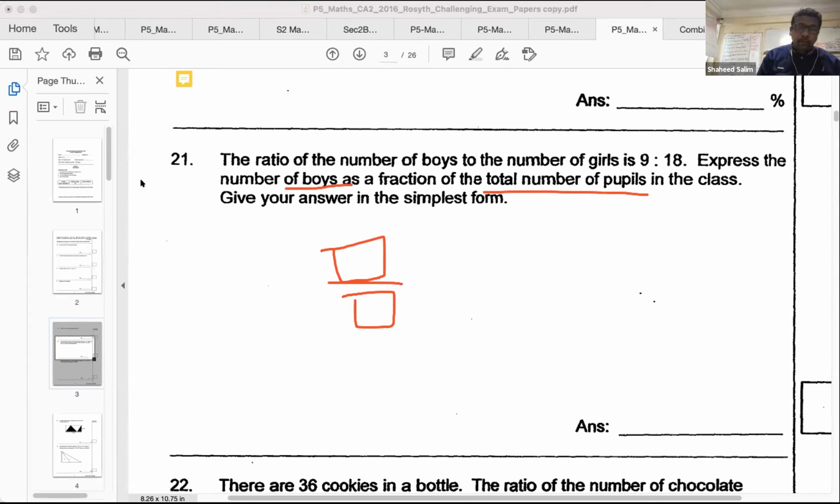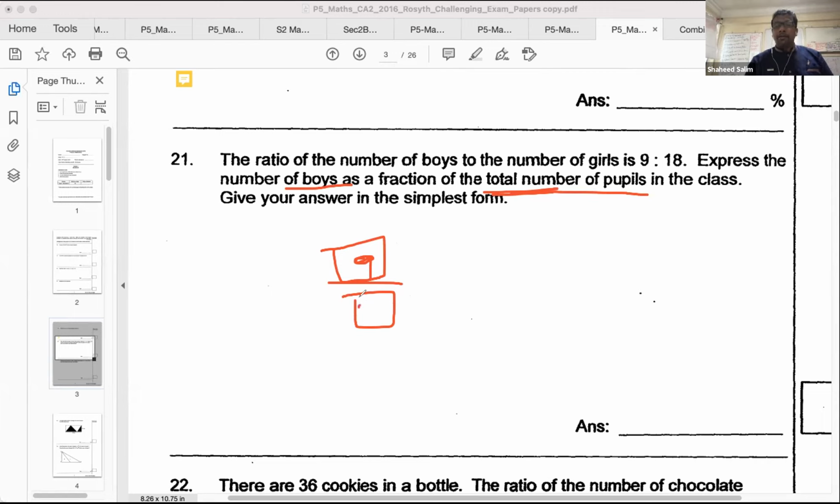Come on. What number is on the top, Umaira? They say number of boys. How many? Come on, Umaira. Umaira says 9. Okay, Umaira, good. 9, and she's correct. What's the bottom number, Umaira? Total number. Total, not girls, you know. Total.